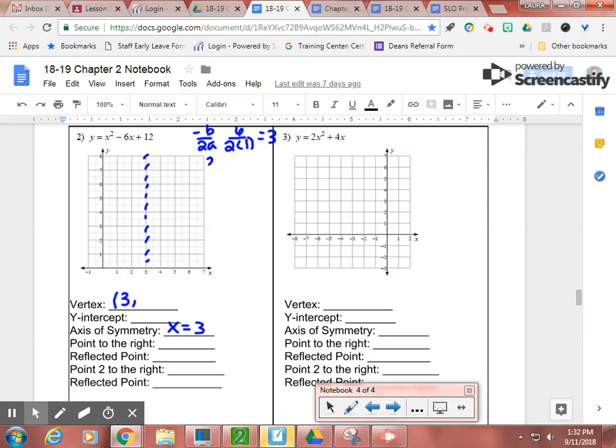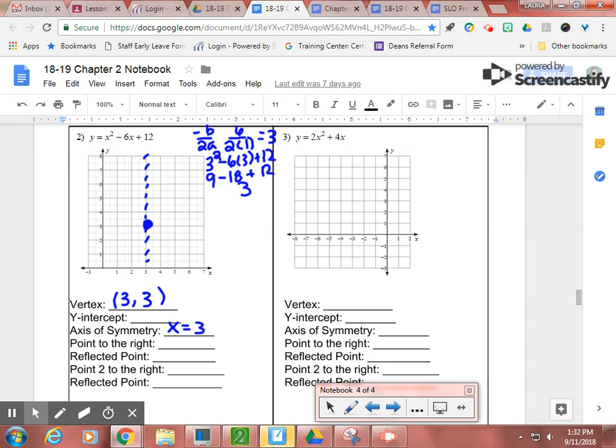Plugging that back in, I get 3 squared, minus 6 times 3, plus 12. So I have 9 minus 18 plus 12, which is 3. So that's the ordered pair 3, 3. So our graph is over 3 and up 3.